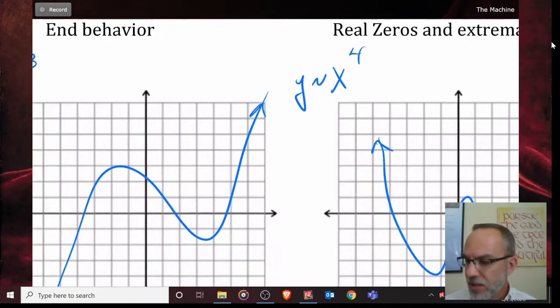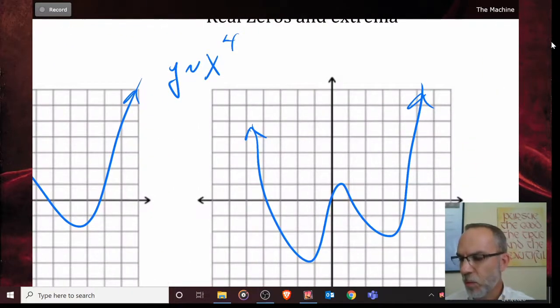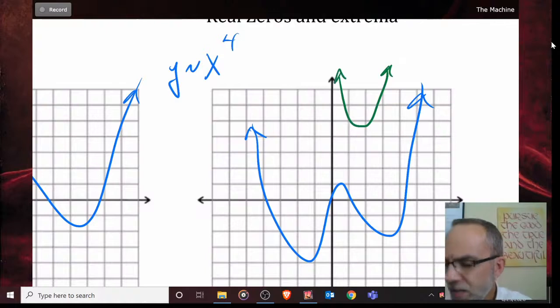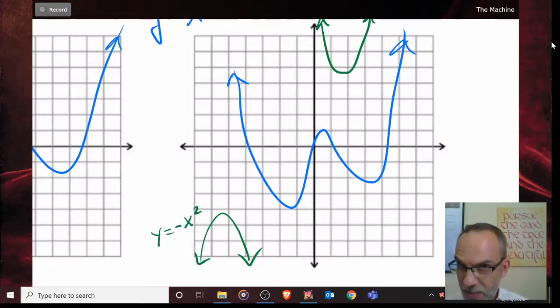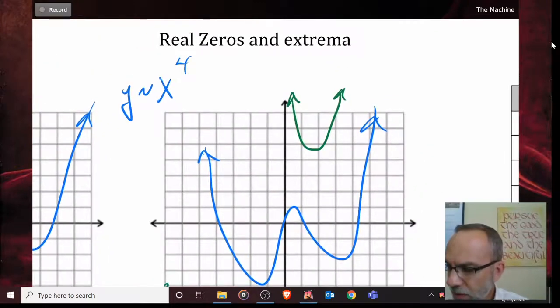Even degrees like this x to the 4th always point in the same direction, either both up or, as we've seen with parabolas, both down. When we did parabolas, didn't we have parabolas that went both sides up? Yes. Didn't we have parabolas that went with both sides down? Yes. This one was something like y is equal to negative x squared, even exponent. This one was something like y is equal to positive x squared.